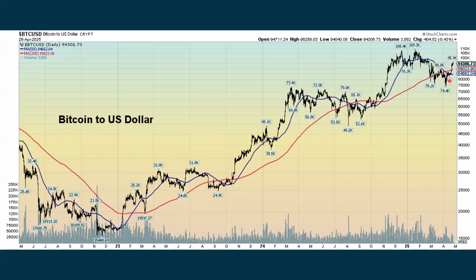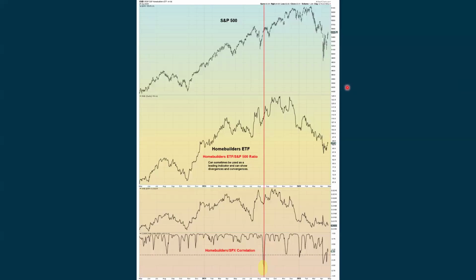Bitcoin, which is in a downtrend, and now it's starting to go up. You see that quite a bit. You'll see a cross of some kind here, not just for Bitcoin, but in a lot of different things that we look at. And then we'll just see a move in the opposite direction. Home builders, kind of neutral right now.